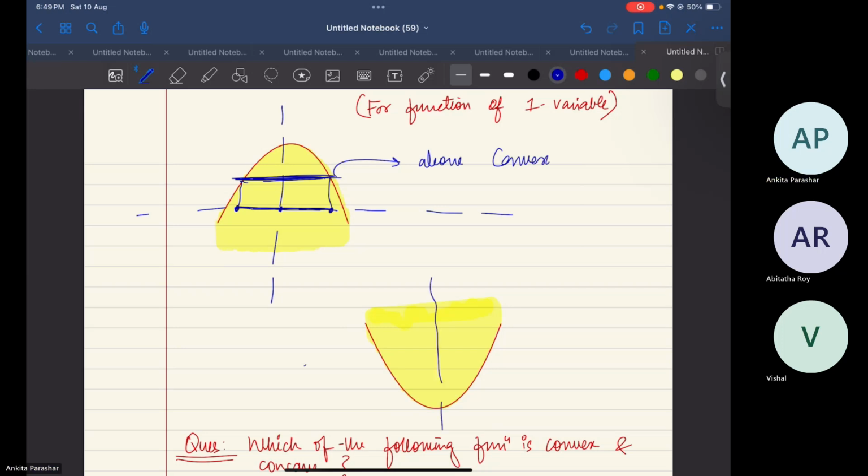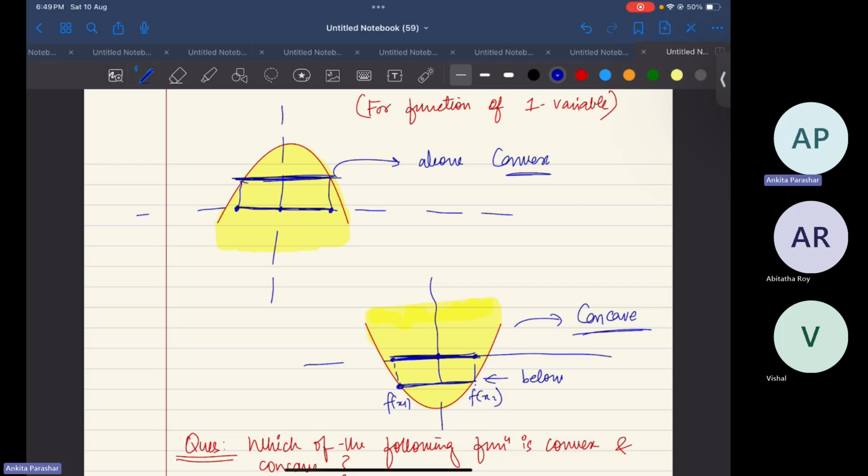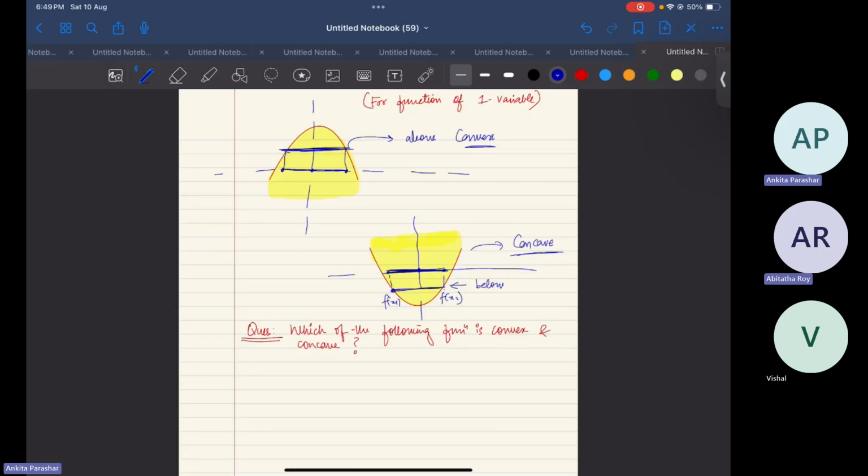And if I take 2 points here and here, and their images, the line joining them is lying below the curve. This is f of x1, this is f of x2. This is concave. And as we shift the graph upwards or downwards, the nature will not change, even without rotating the curve.